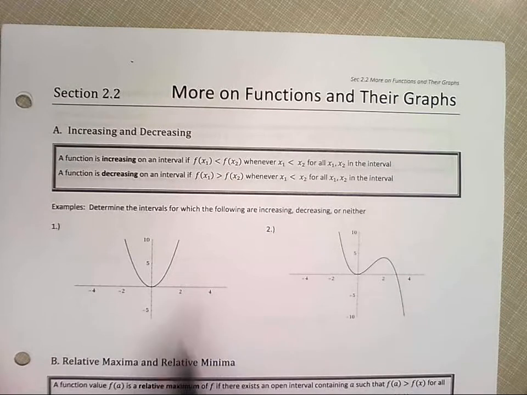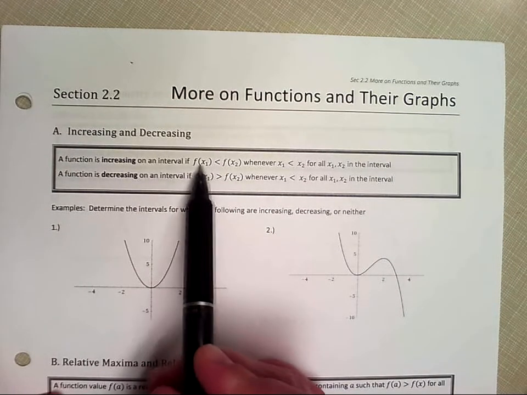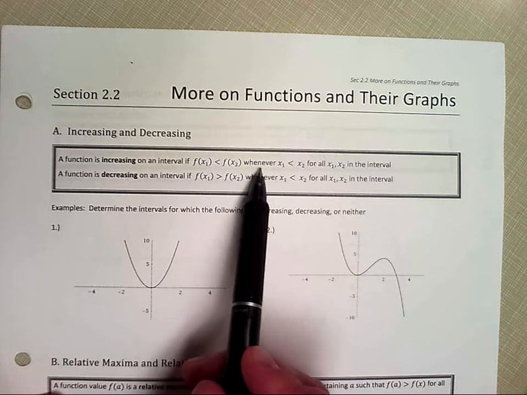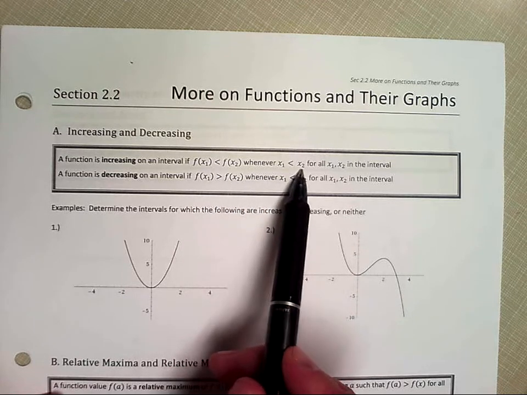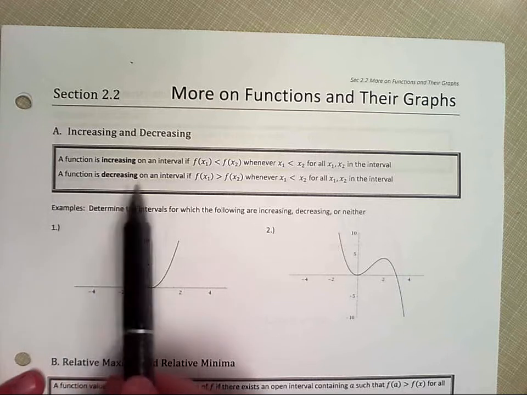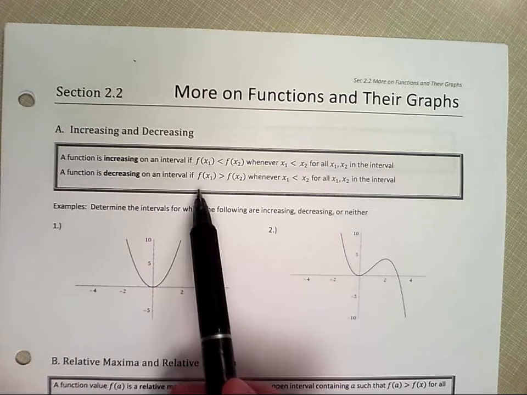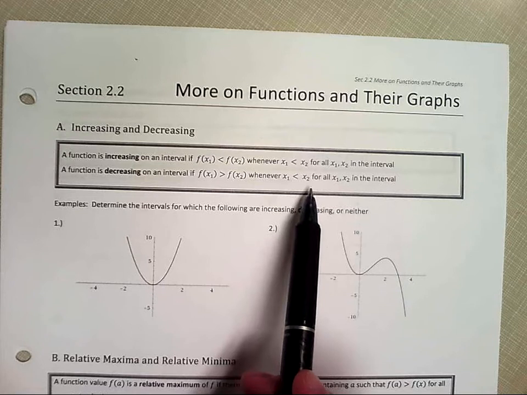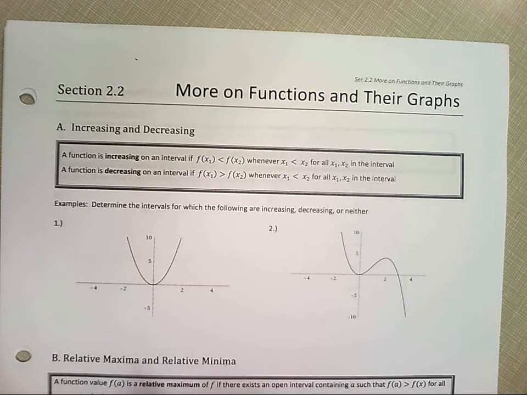So we say a function is increasing on the interval if f of x1 is less than f of x2 whenever x1 is less than x2 for all x1 and x2 on the interval. A function is decreasing on the interval if f of x1 is greater than f of x2 whenever x1 is less than x2 for all x1 and x2 on the interval. What the heck does that mean? It's a whole lot of writing, right? It's a bunch of inequalities. What does that mean?